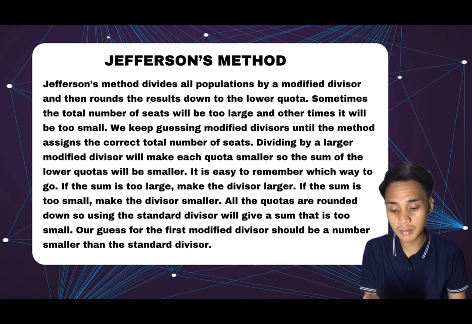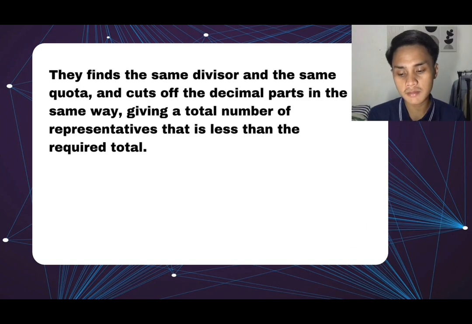And it is easy to remember which way to go. The first step of Jefferson's method is the same as Hamilton's method. They find the same divisor and same quota, and cut off the decimal parts in the same way, giving a total number of representatives that is less than the required total.